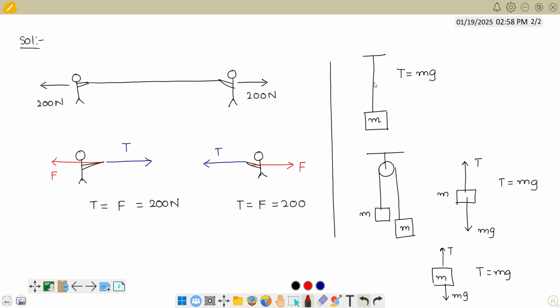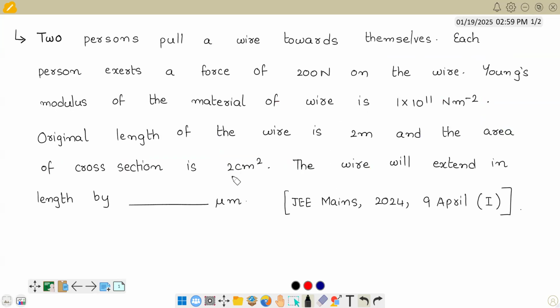Why? Because even in this case, if on this end of the rope we are getting mg, at this end of the rope there would be a reaction force that will balance this mg exactly in this way. So that's how even in this case it is mg only. These are the important cases that are generally asked in JEE Mains. Now once we understood that, let us try to solve everything.